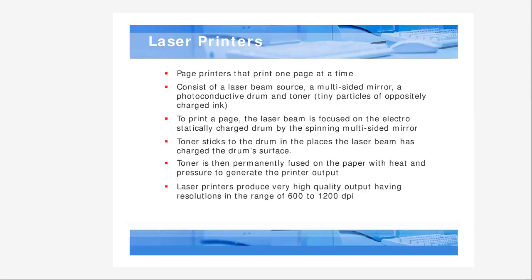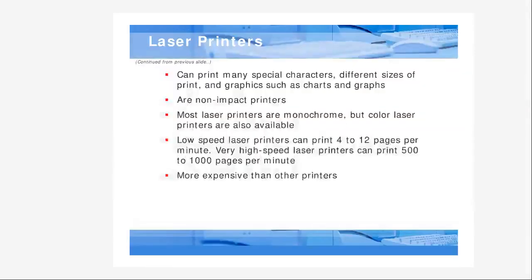Laser printers produce very high quality output, having resolution in the range of 600 to 1200 dots per inch. They can print many special characters, different sizes of print, and graphics such as charts and graphs. This is not a drum or chain printer. We never use any specific characters embossed over the laser printer. That's why we can print any type of characters, different sizes of print, graphs, charts, everything is possible.